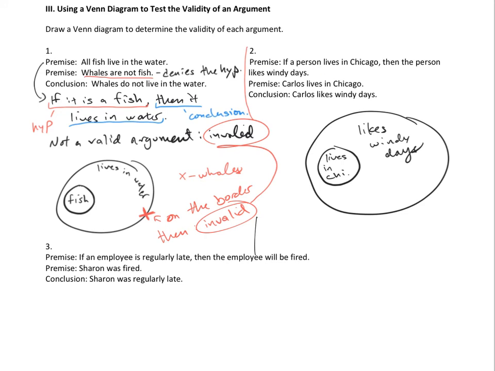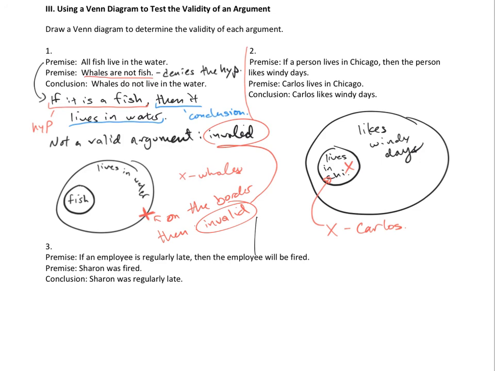Cool. The second premise tells me all about my variable, and my variable this time is going to be Carlos. And it says, the second premise says, Carlos lives in Chicago. That puts this x inside this inner bubble, right there. This x, unlike the last example, is not on a border. It is clearly entirely inside one of the two bubbles. So that would make this argument valid.